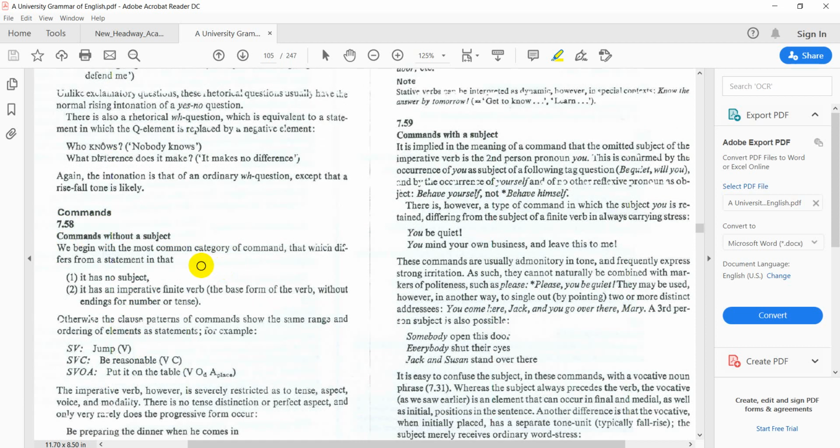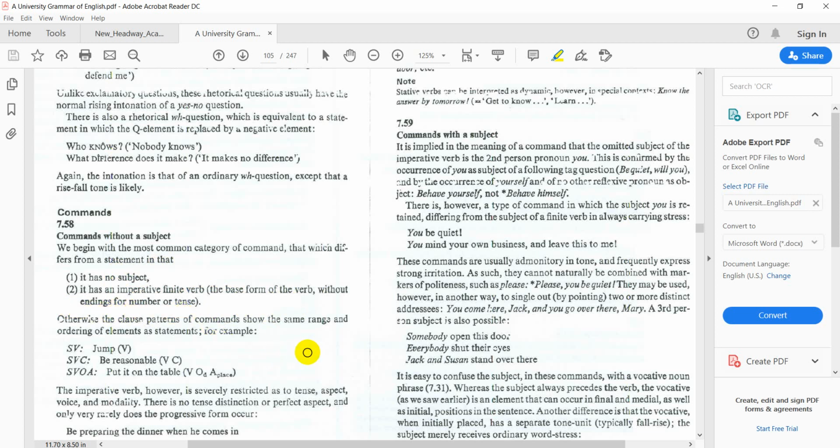We begin with the most common category of command. The command differs from a statement in two ways. It has no subject. We all know that the command or imperative has no overt subject. And it has an imperative finite verb. The verb is in the base form, without endings for number or tense.